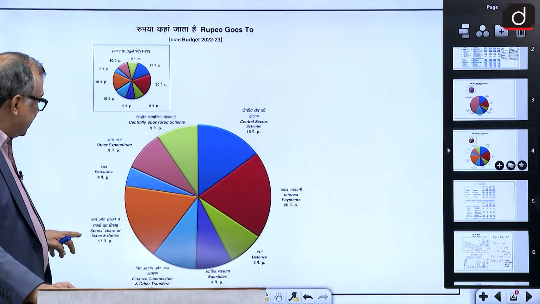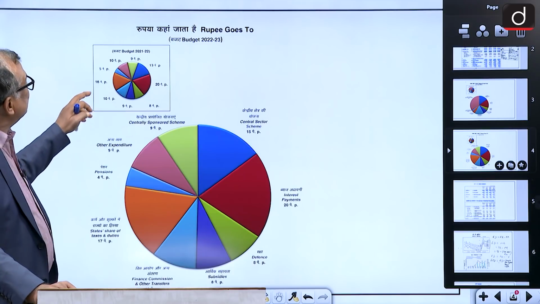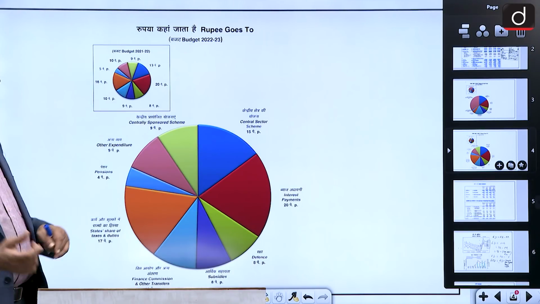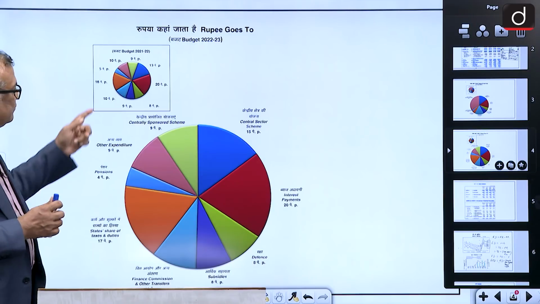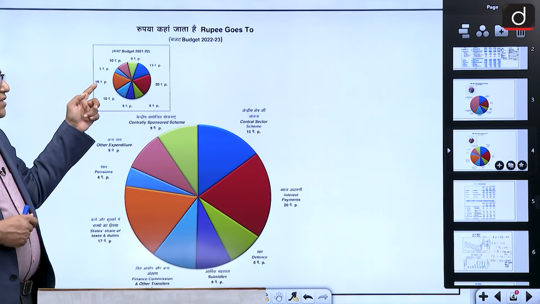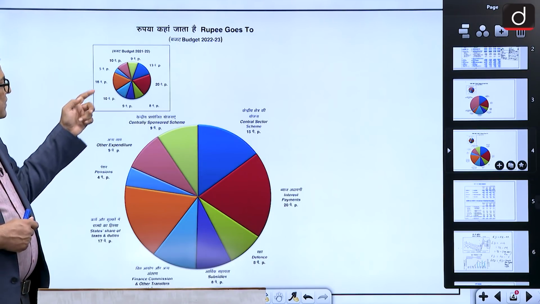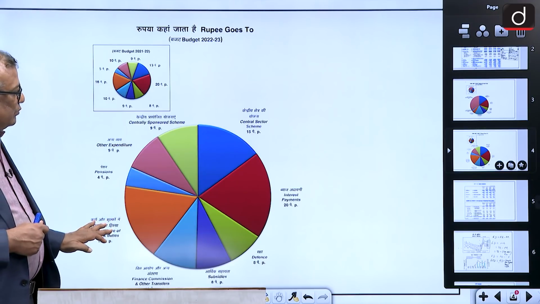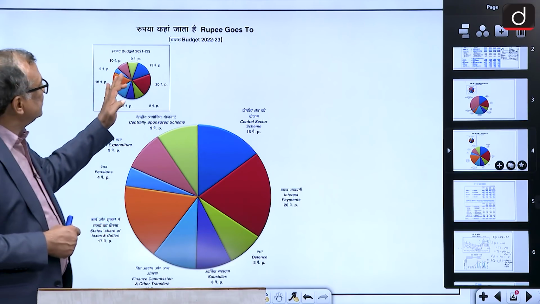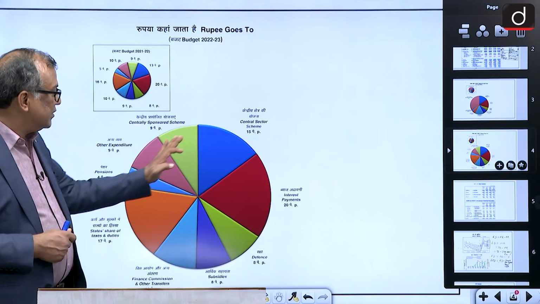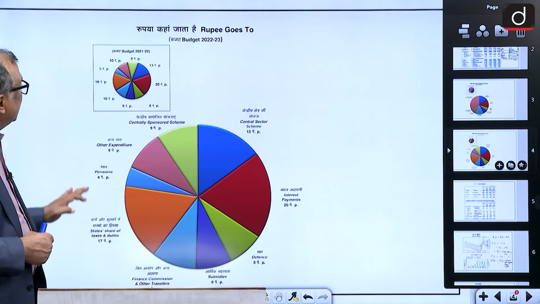State share of taxes and duties: last year it was 16 paise, this year it is 17 paise. So, that is better. That is what you have to take note of, that the share of states in taxes and duties was only 16, now it is 17. So, this is an improvement. Central sector schemes: 13 paise, now 15 paise. This is a satisfactory improvement.